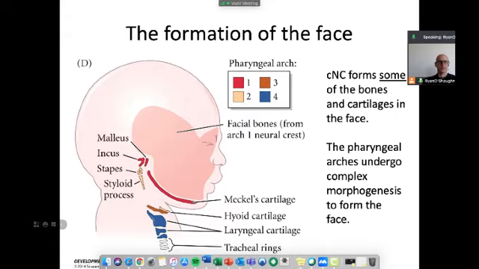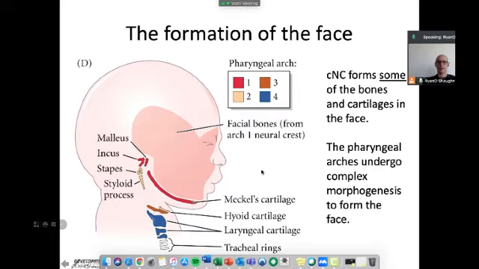So the formation of the face is quite complex in so much as the cranial neural crest cells only form some of the bones and cartilage in the face. And these pharyngeal arches, 1, 2, 3 and 4, undergo complex morphogenesis to form the face. So pharyngeal arch 1 contributes to the malleus and incus of the ear and also the Meckel's cartilage in the jaw. We have pharyngeal arch 2 contributing to the stapes and the styloid process of the ear and the hyoid cartilage.